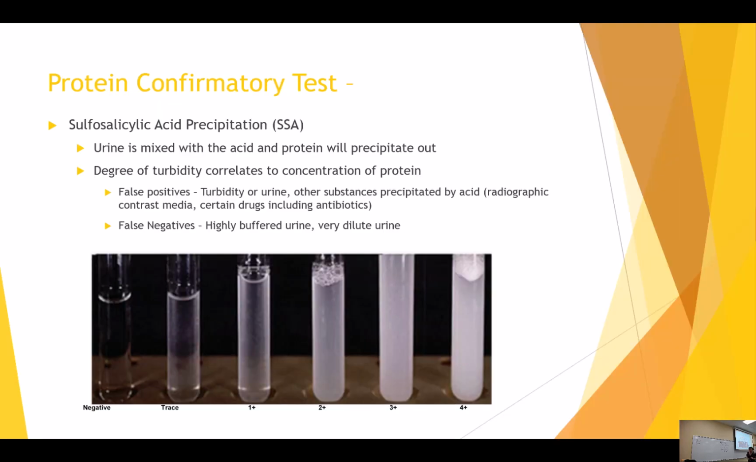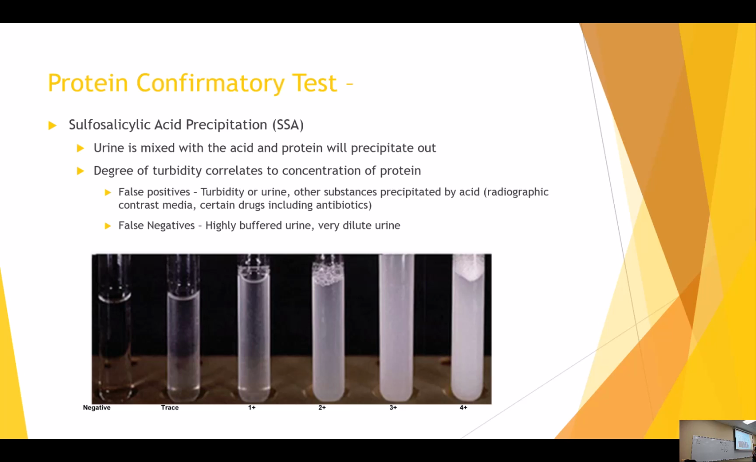Now, protein confirmation. I don't know of any labs that actually do this test anymore, but it's important to know, because it's likely to show up on your boards, in case studies as discrepancies, things like that. The sulfosalicylic acid precipitation test, the SSA test. We take urine and mix it with an acid and invert it a few times, and the protein will actually precipitate out. Then we compare the degree of turbidity. We look at some lines through it, and the higher the turbidity, the higher the amount of protein in it.